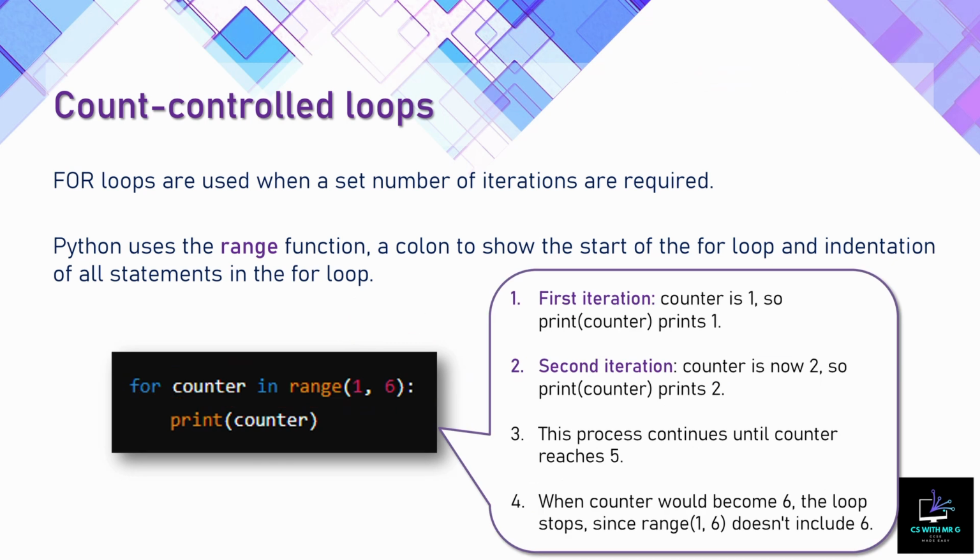So just to confirm, the first time this loop runs, counter is set to 1. So this print statement here will print out the number 1. The second iteration, counter is now 2, so it will print out the number 2. It will continue until it reaches 5 and then stop, as the counter will become 6, but this tells the loop to stop running and it doesn't include 6 in its loop.